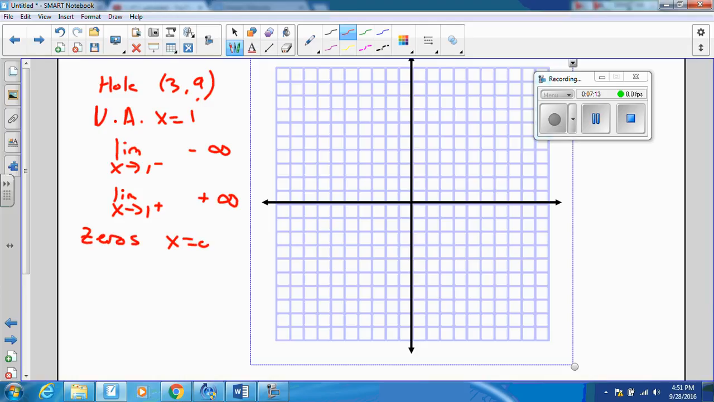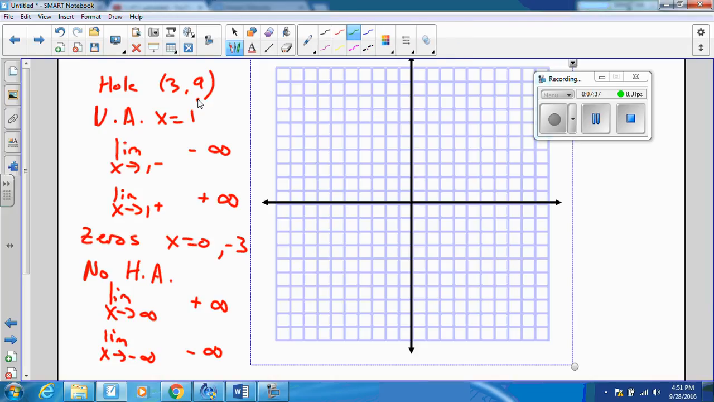We found that we had two zeros, x equals 0 and x equals negative 3, and no horizontal asymptotes. In particular, the limit as x goes to positive infinity was positive infinity, and the limit as x goes to negative infinity was negative infinity. And this is enough information to do our graph.